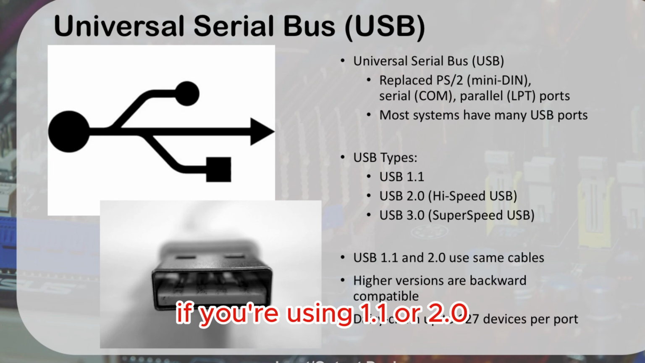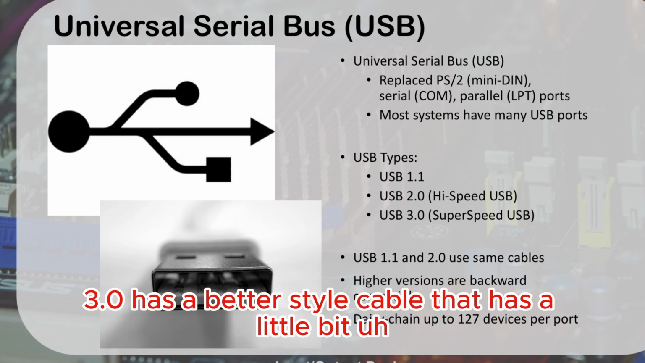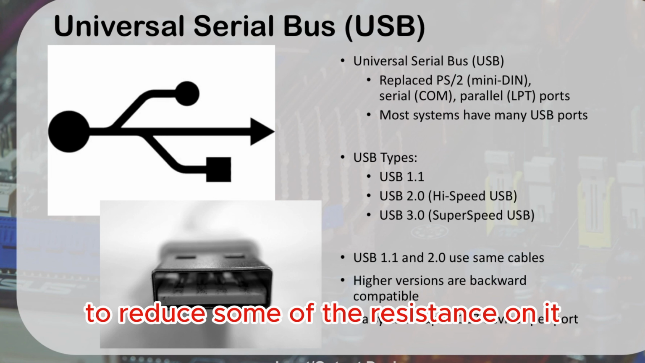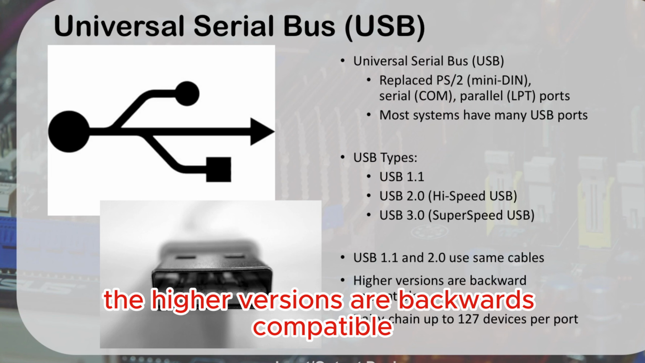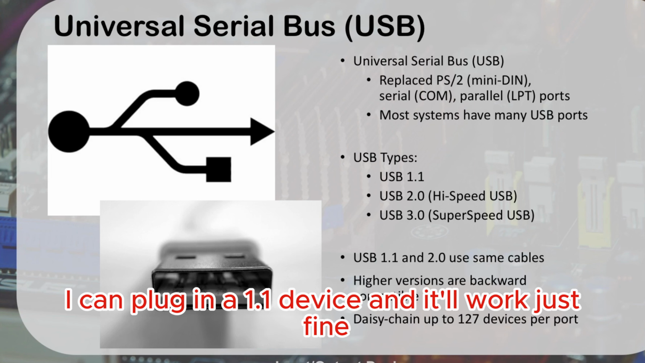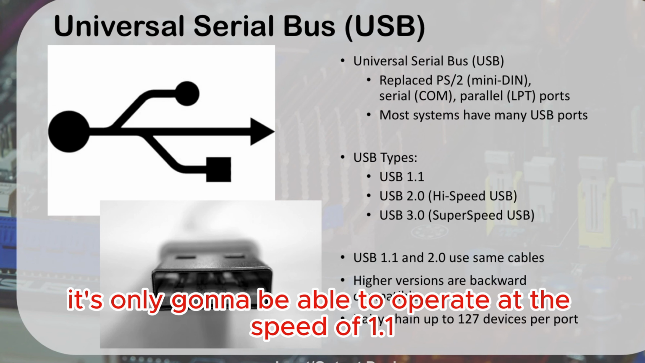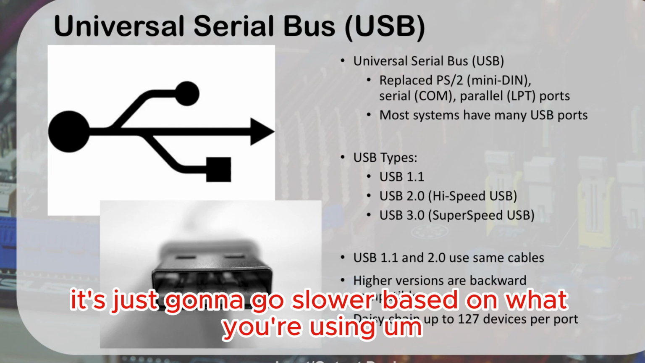If you're using 1.1 or 2.0, they use the same style cable. 3.0 has a better style cable that has a little bit better cladding on it to reduce some of the resistance on it. The higher versions are backwards compatible. So if I have a USB 3.0 port, I can plug in a 1.1 device and it'll work just fine. If you take a 3.0 device and try to plug into a 1.1, it's only going to be able to operate at the speed of 1.1 as well. So all your devices can work backwards. It's just going to go slower based on what you're using.